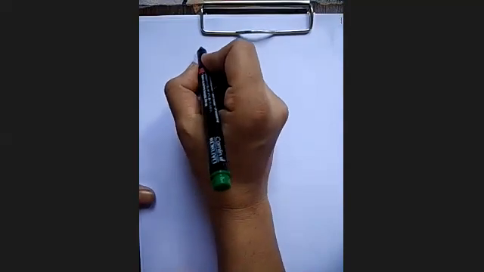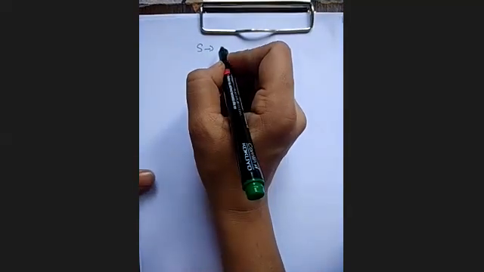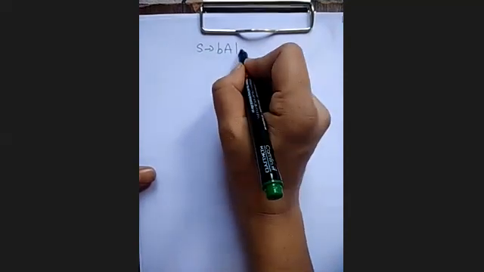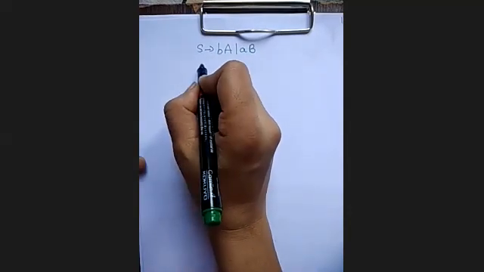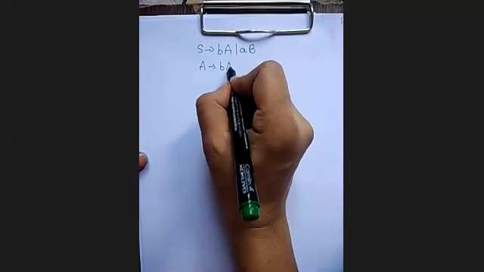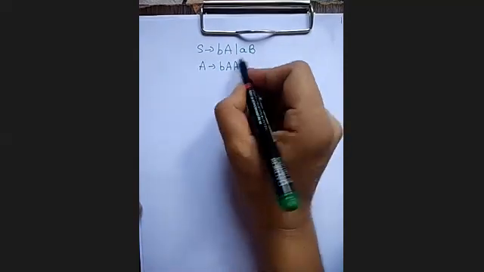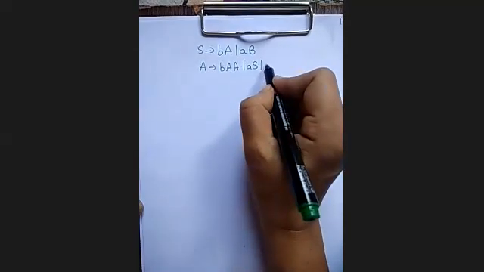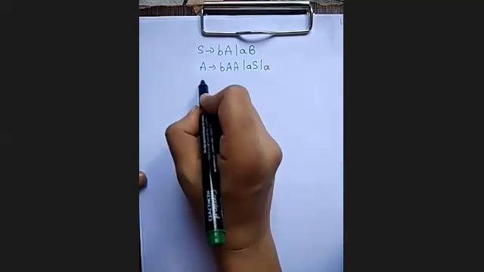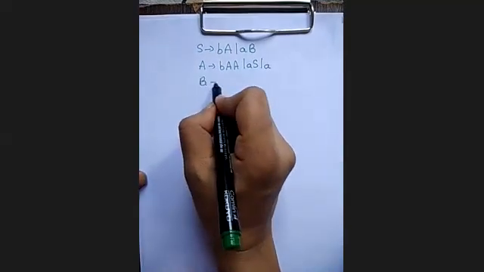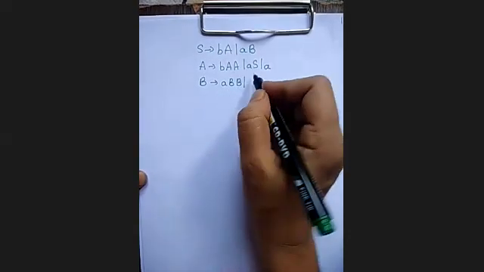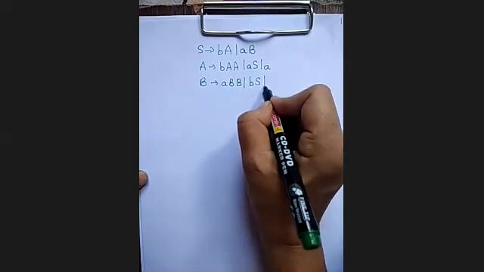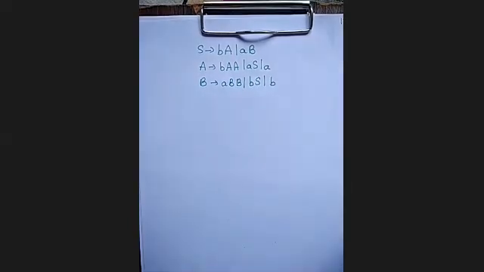Okay, so let us convert the following into the CNF form. You can add new non-terminals. Don't add new terminals because we are not going to change the meaning. Meaning means what? The language generated by the new grammar should be the same as the language generated by the original grammar. Okay. So this is given.